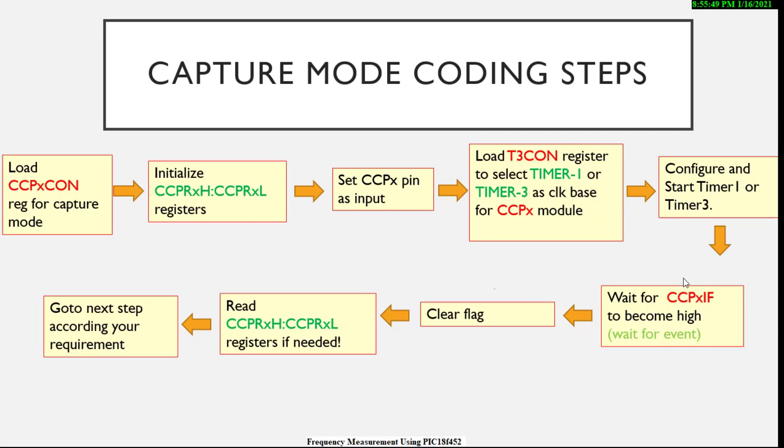Then we have to poll the CCPXIF flag to wait for the event, and when a certain event occurs, this flag will be raised, and when there is no event, no flag will be raised. When the event occurs, this CCPXIF flag becomes high, and the contents of timer 1 or timer 3, whichever timer we are using as a base timer, will be stored in the capture register named CCPRX. What is our next step? We have to clear the flag to capture the next coming event. Then we have to read the value captured in the capture register and use it where we want, and then move to our next application.